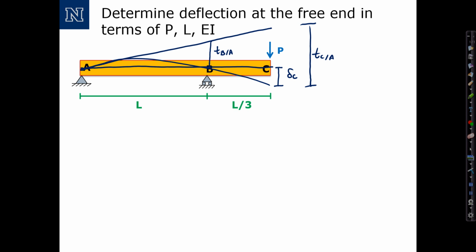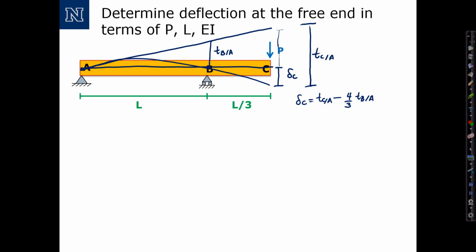Okay, so notice by similar triangles that T at B with respect to A divided by L should be equal to this distance right here divided by 4/3 L. And based on that, I have enough information to solve for delta C. Delta C will be equal to T at C with respect to A minus this distance right here, which according to similar triangles is 4/3 of T at B with respect to A. So we need to evaluate both of these two tangents.